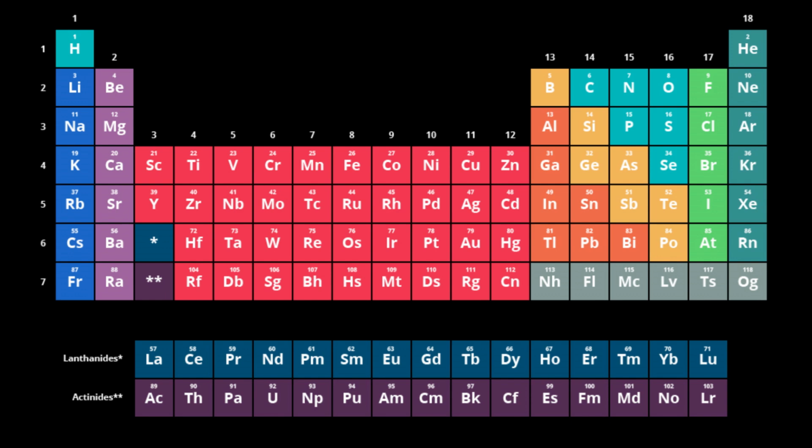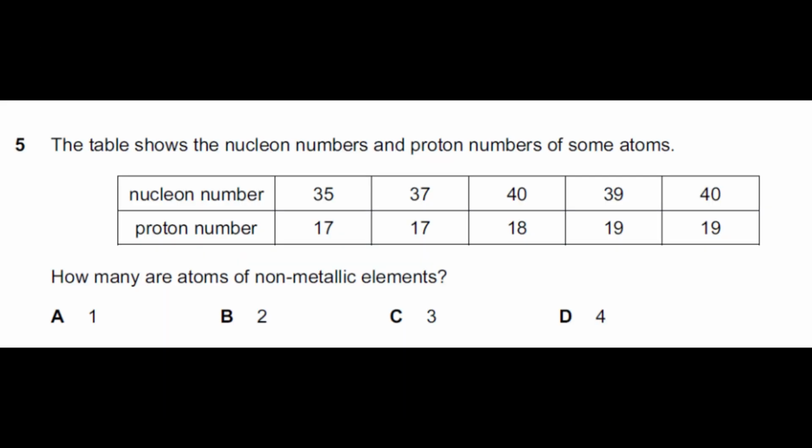So how many of these are non-metals? Okay, the options are Alpha 1, Bravo 2, Charlie 3, and Delta 4. Alright, if you look at the proton number, there are two columns where 17 is written, but the nucleon numbers are 17 and 35. Here the concept of isotopes is also included, that the atoms with the same number of protons and different number of neutrons are the isotopes. So these two are the isotopes of chlorine. So that makes one non-metal element.